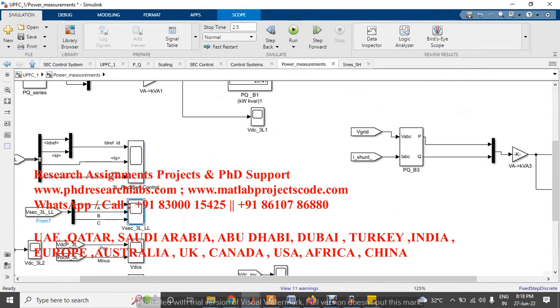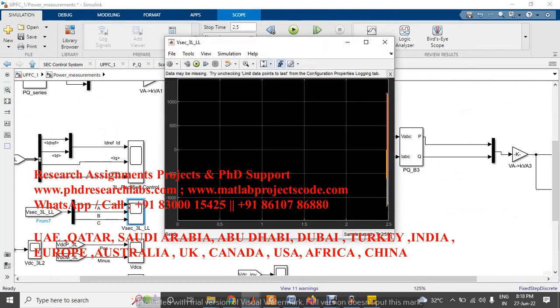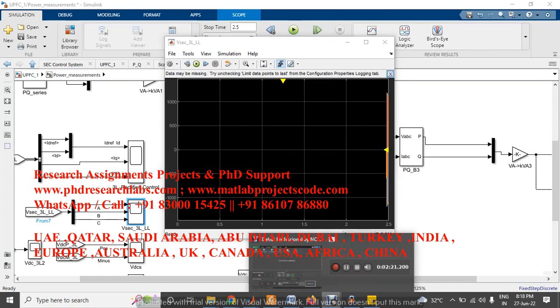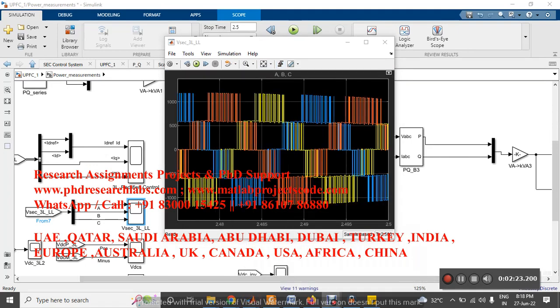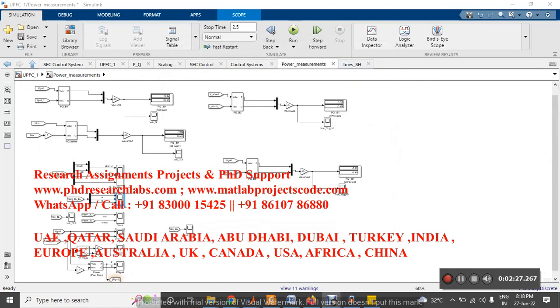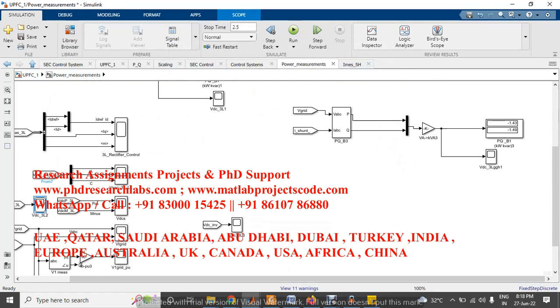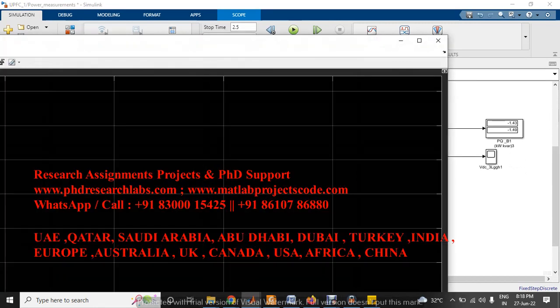And this is the secondary voltage, line to line. This is the line to line voltage of the secondary side, and this is the common DC voltage.